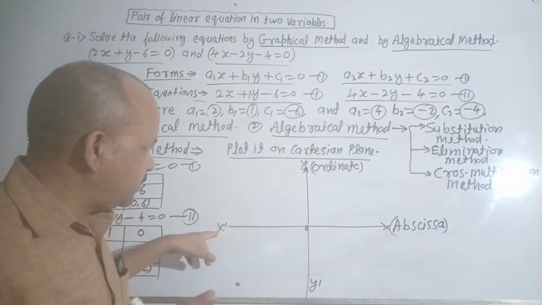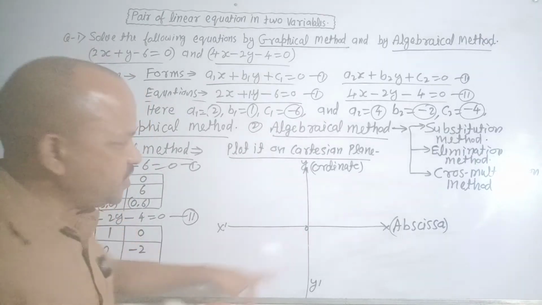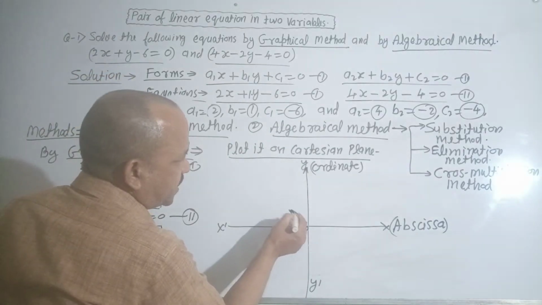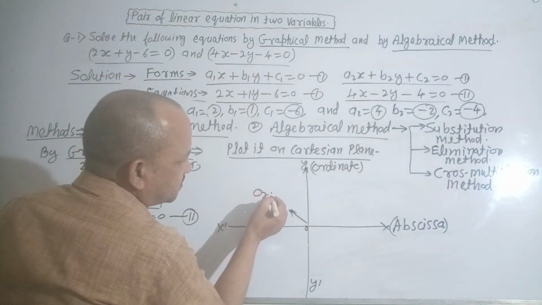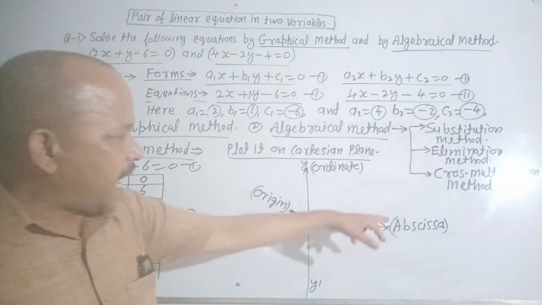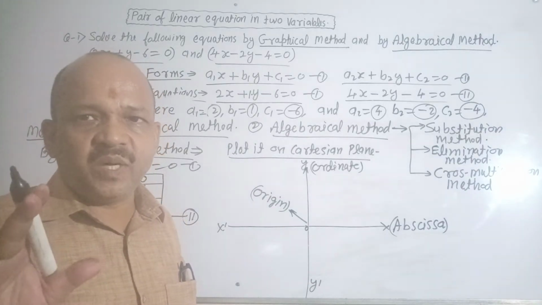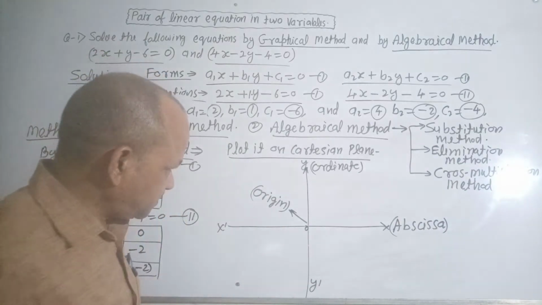The intersecting point of abscissa and ordinate is called the origin. It is the origin. Abscissa, ordinate and origin are clear. No confusion about it. Very good.